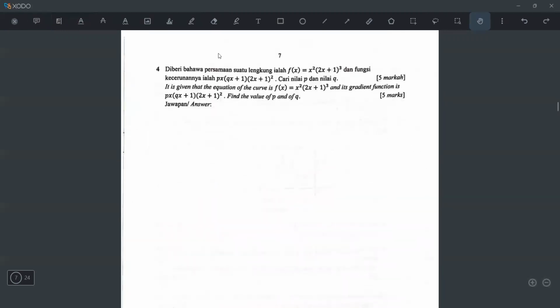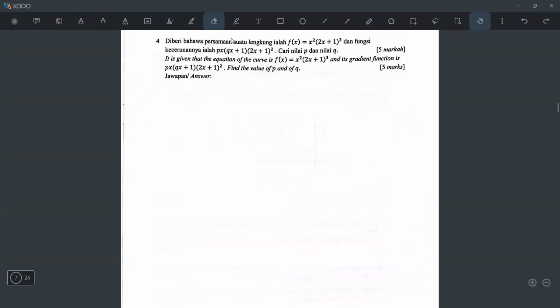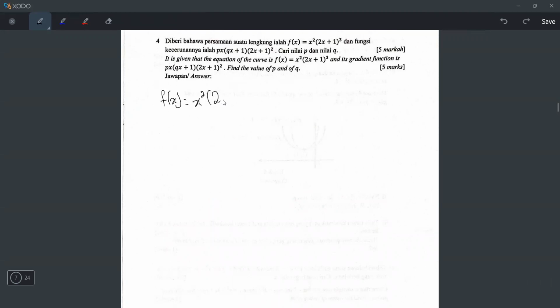Okay, let's go to number 4. This is a differentiation question. It is given that the equation of curve is f(x) equals x squared, bracket 2x plus 1, power 3, and its gradient function. Remember this word, very important. Gradient function is the dy dx. If they say the gradient function is this one, it means this whole thing is the dy dx. And then they say find the value of P and Q.